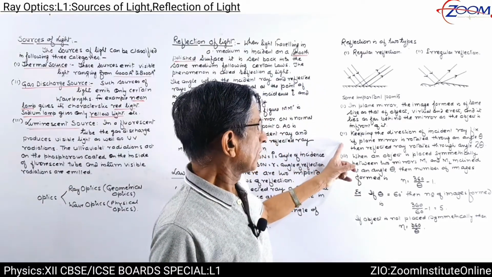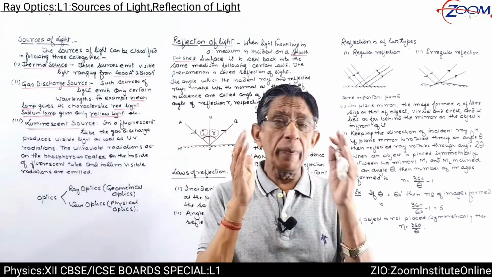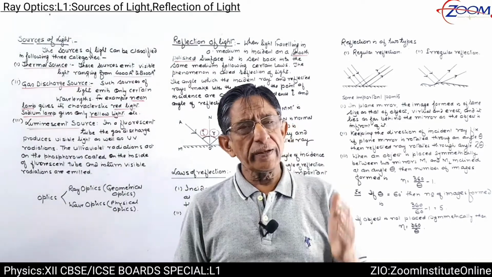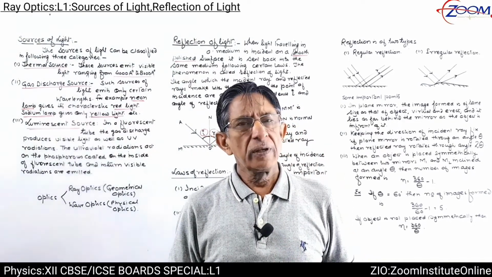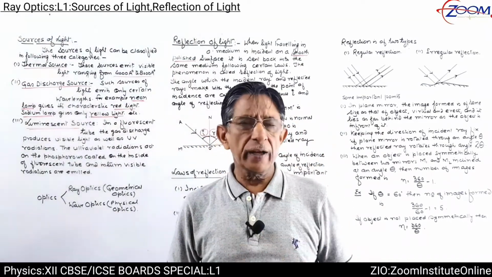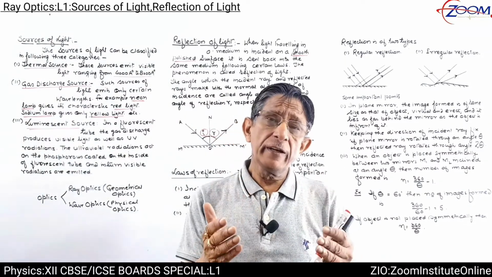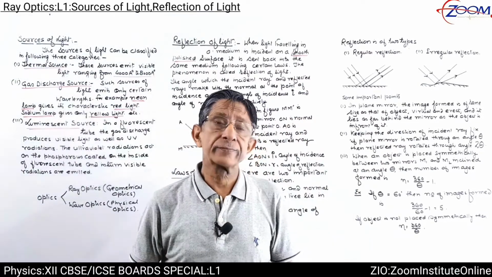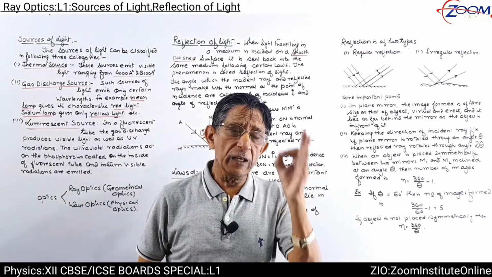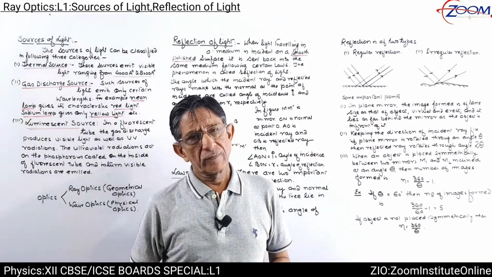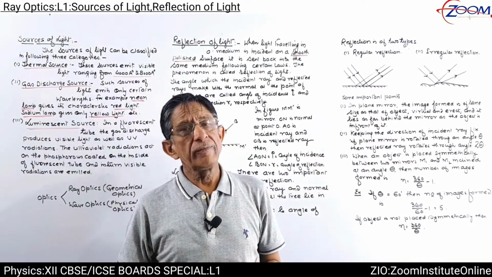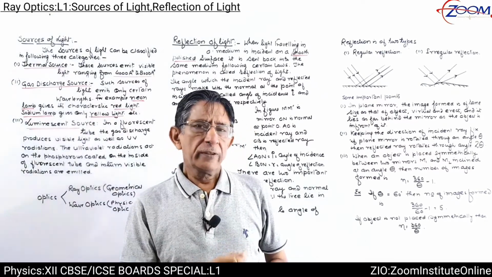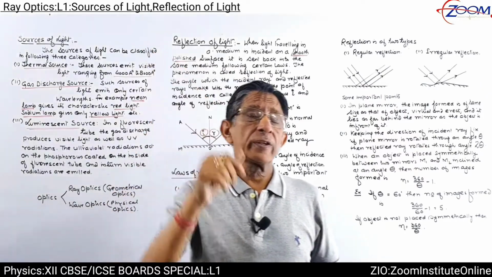Next is, suppose I keep the direction of the incident ray fixed and turn the mirror by an angle theta, then the reflected ray will turn by an angle 2 theta. Very important result for your competitive exams also. If keeping the incident ray fixed, अगर हम incident ray को fix रखें and rotate the mirror through an angle theta, then the reflected ray will turn through an angle 2 theta.